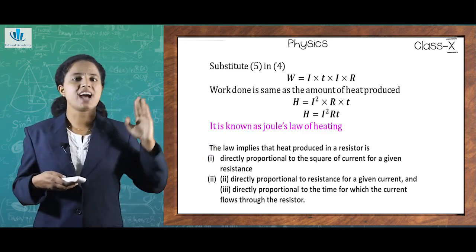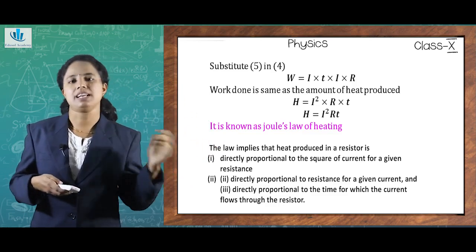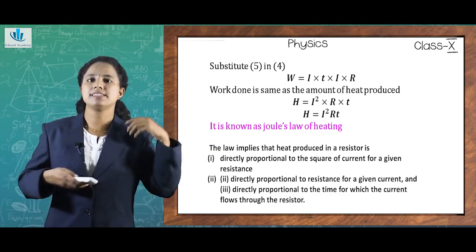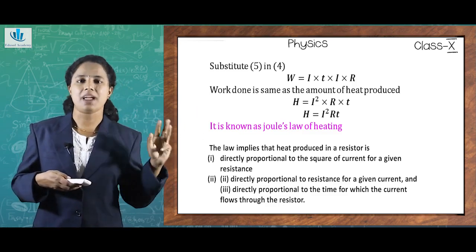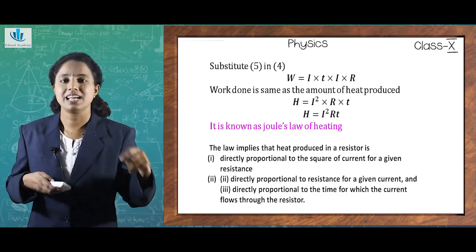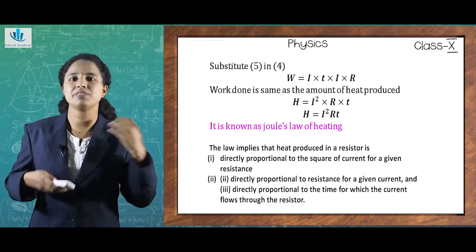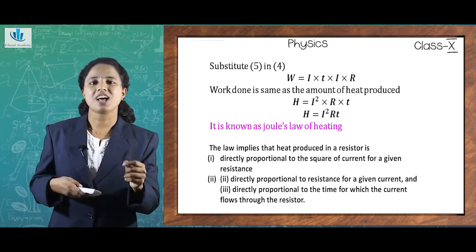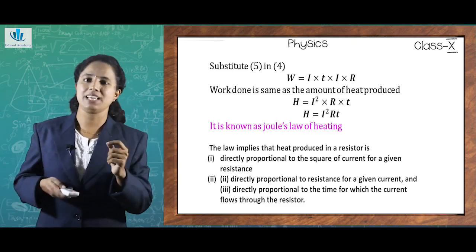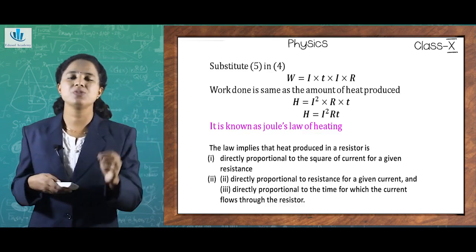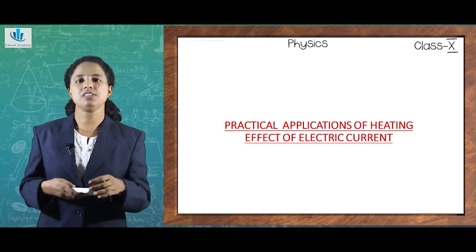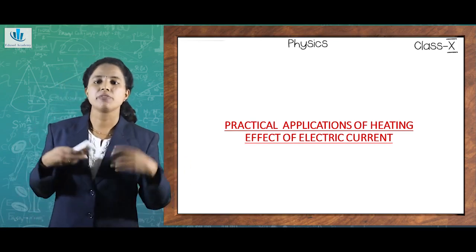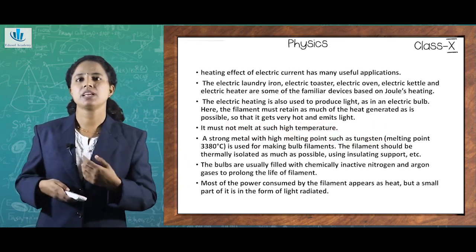So, H equals I square RT. So, the heat produced is directly proportional to the current as well as resistance and time. One thing you have to notice, it is directly proportional to the square of the current. So this is known as Joule's law of heating. So now we need to finally analyze what are the different practical applications of heating effect of the electric current.